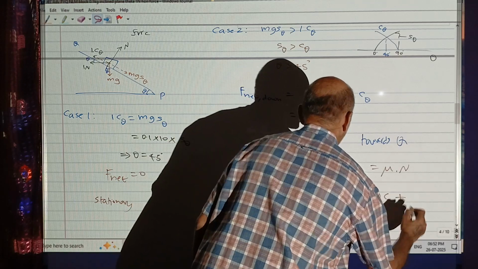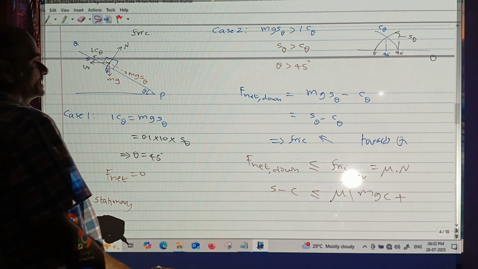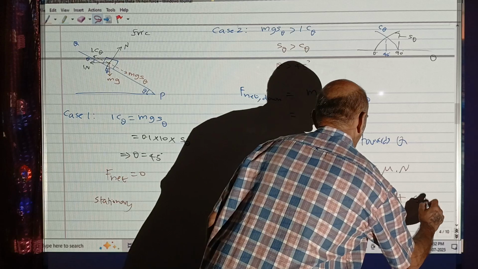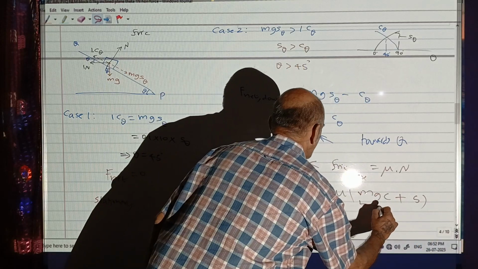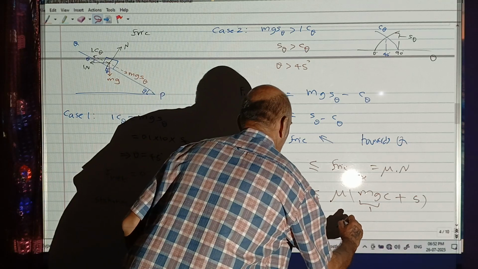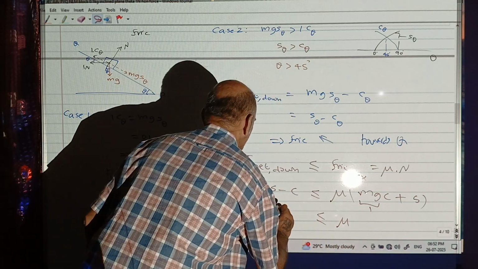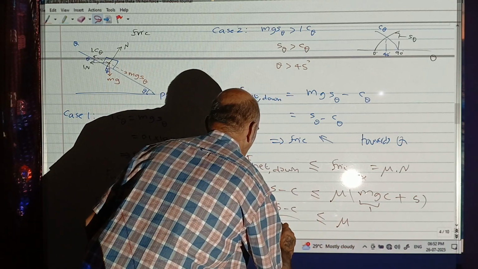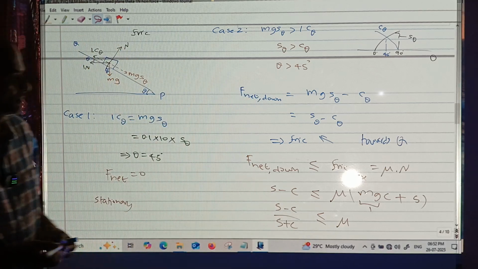So normal reaction is mg cos theta plus 1 sin theta. And mg is 1 because mass is 0.1 and g is 10. So mu should be greater than or equal to sine minus cos by sine plus cos.